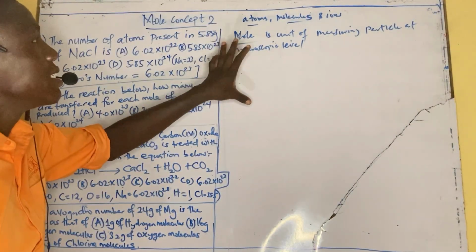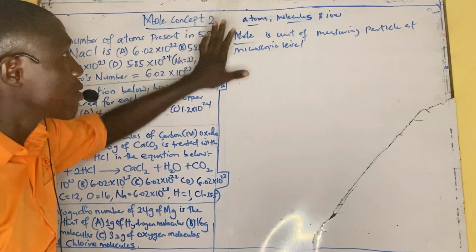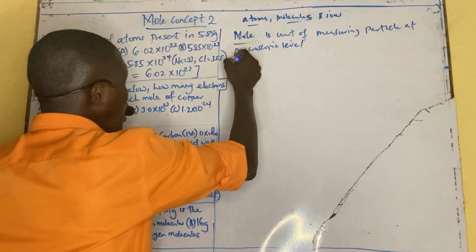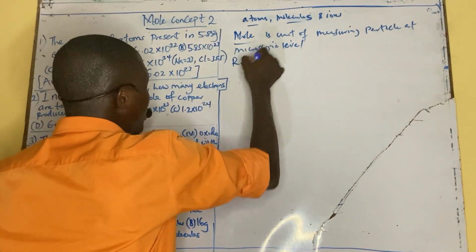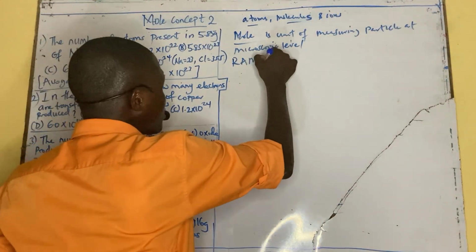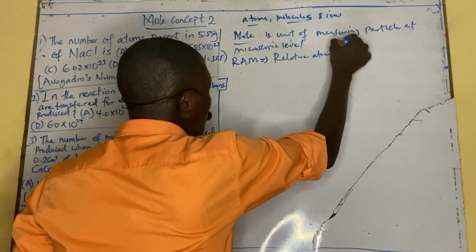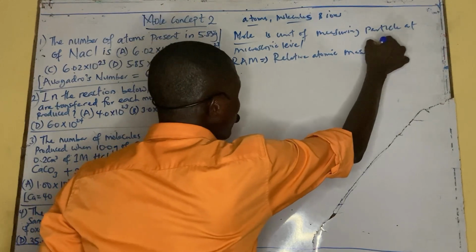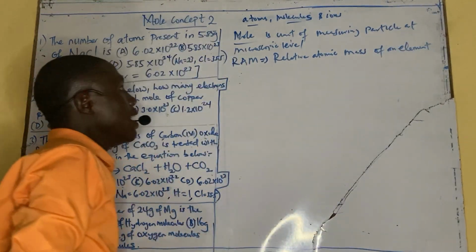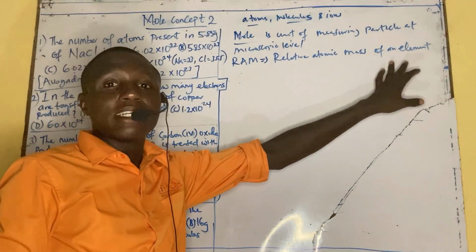And before we could get the formula used in calculating mole, we need to know some basic terms, which are, number one, the RAM, which is the same thing as the relative atomic mass of an element. Now, we're talking about the RAM of an element. It is the relative atomic mass of an element.